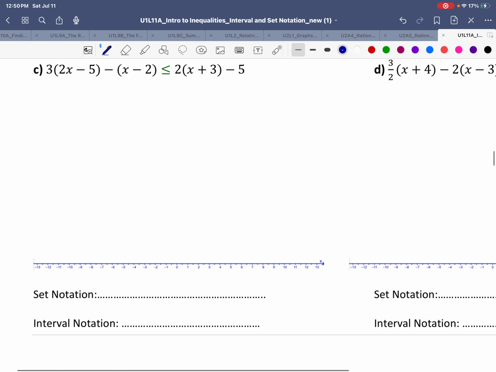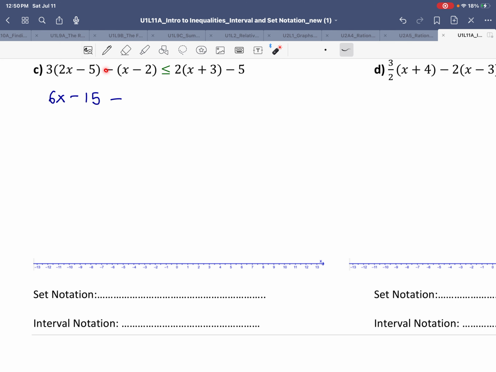So now let's continue with another example. In this example, as you can see, we have a little bit of a bigger equation. So we have to first expand and simplify each side of the inequality. So we have 3 times 2x, 6x. And then we have 3 times negative 5, negative 15.